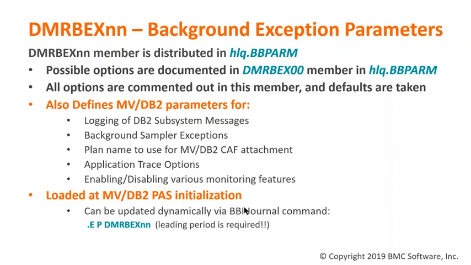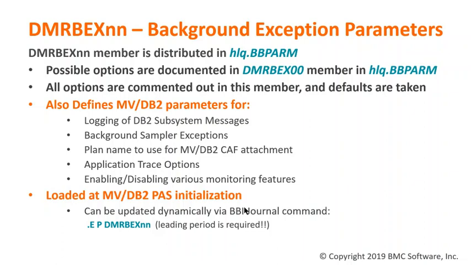You can also modify the plan name, which we use for the MainView for DB2 call attachment facility, if you do not like the one that we use by default. You can customize your application tracing options, and you can enable or disable other various monitoring features. The DMRBEXnn member is loaded when the MainView for DB2 product address space, or PAS, is started.